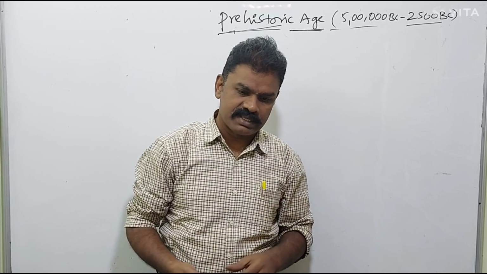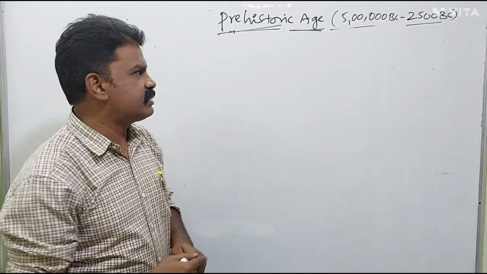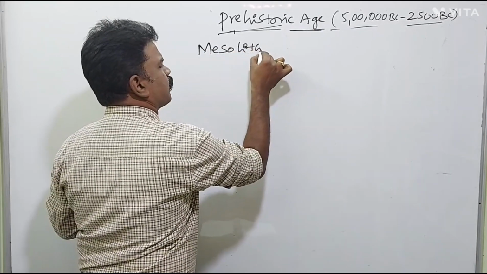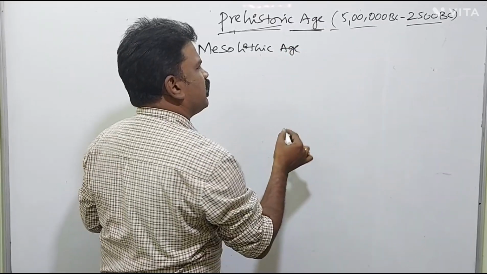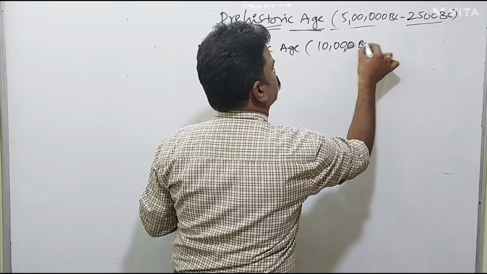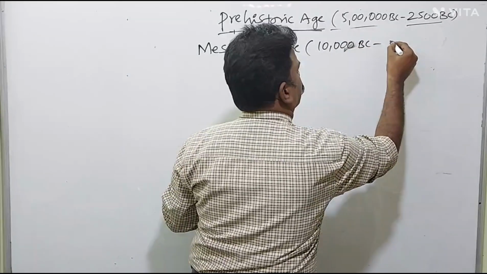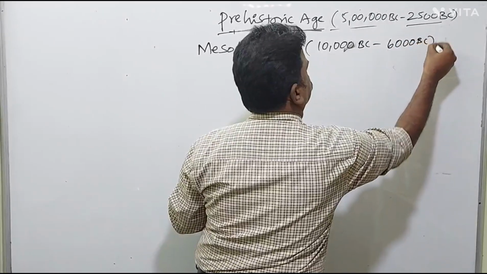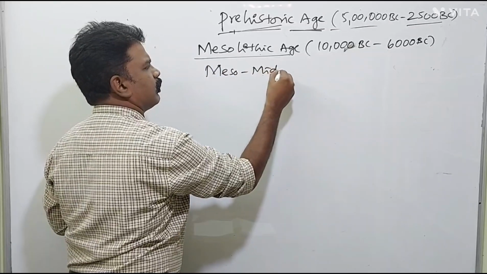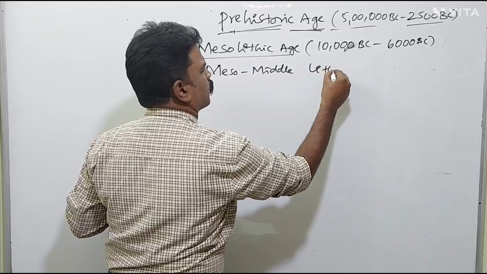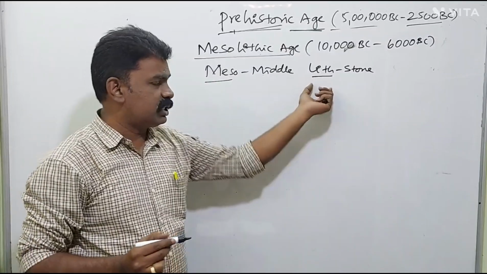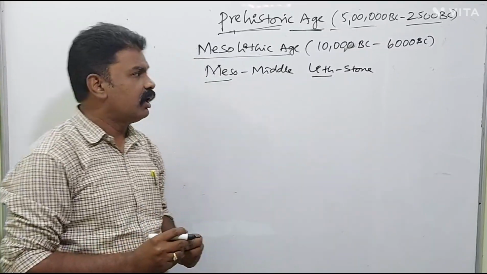to the civil services. So after the Paleolithic age, the next age in the prehistoric age is the Mesolithic age. Mesolithic age started from 10,000 BC to 6,000 BC. Here Meso means middle, Lith means stone. Again we can understand that these two terminologies have been taken from the Greek.